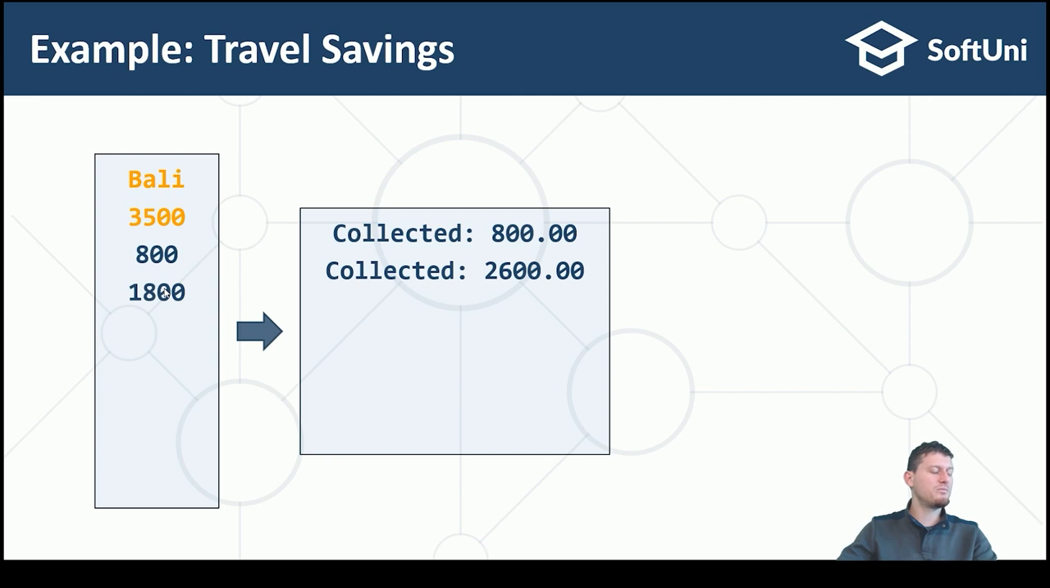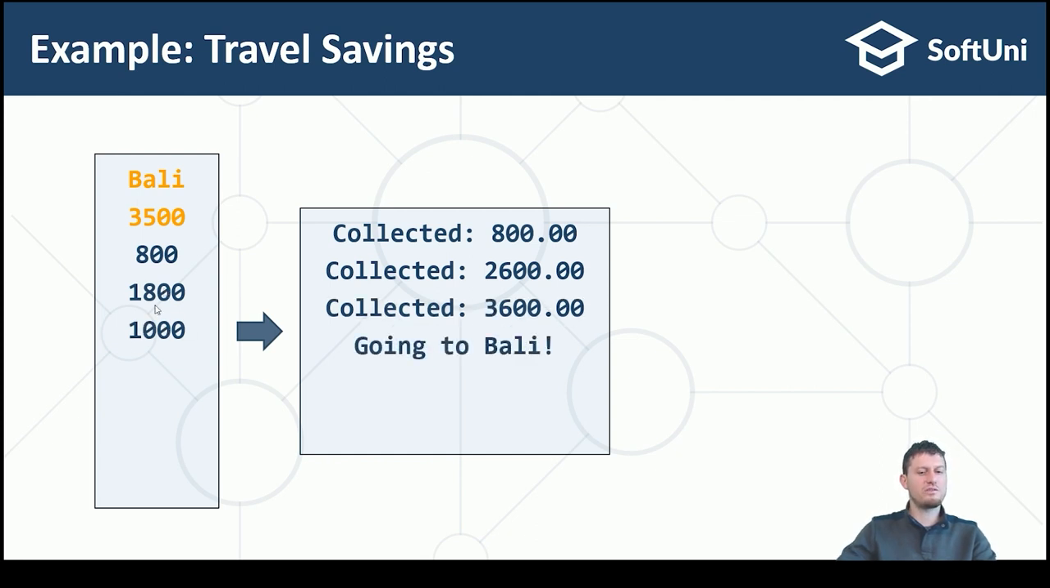At the next month or at the next moment, we collect 1,000 more. So we reach 3,600, which is enough to visit Bali according to our planned budget. So we are going to Bali. And so we have a loop, and this is an inner loop.